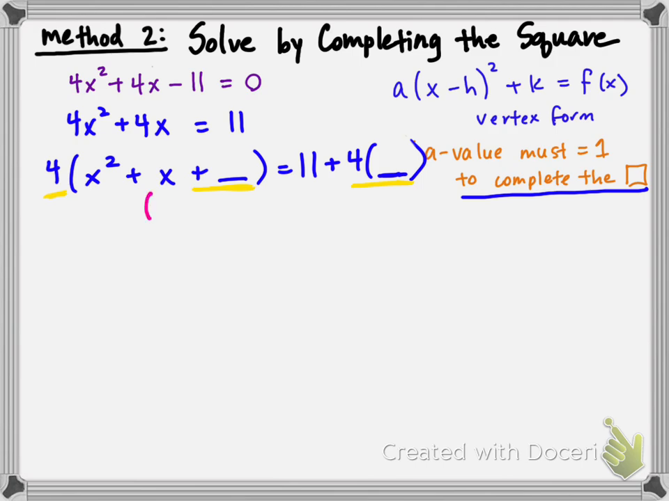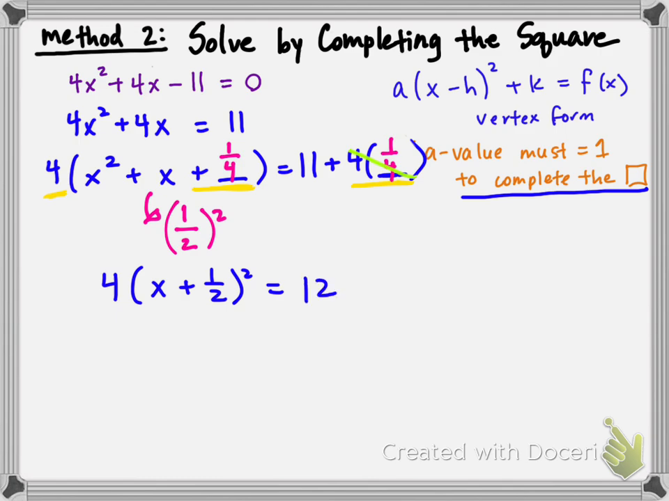From here, we do that cool thing where we take the b value, which in this case is 1, divided by 2, square it. That's going to give us 1/4 on either of these blanks. I'm going to then factor the trinomial on the left-hand side. So we have 4 times x plus 1/2 squared equals, and on the right-hand side, well, 4 times 1/4 cancels to 1, and you're left with 12.